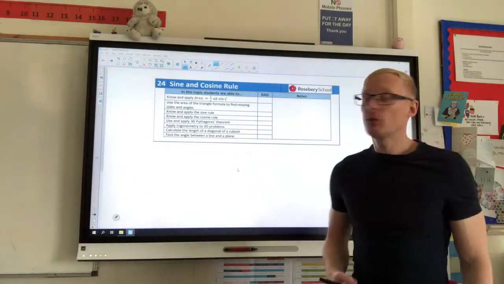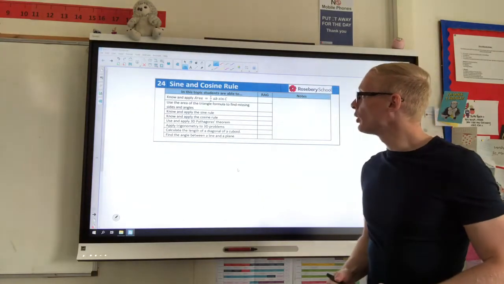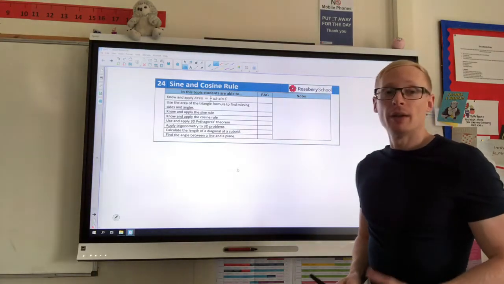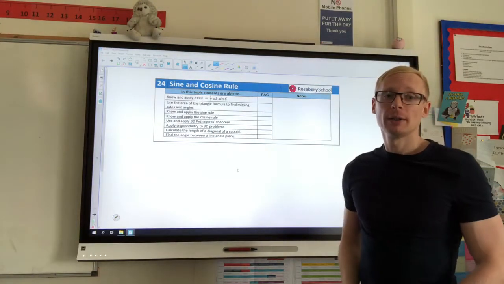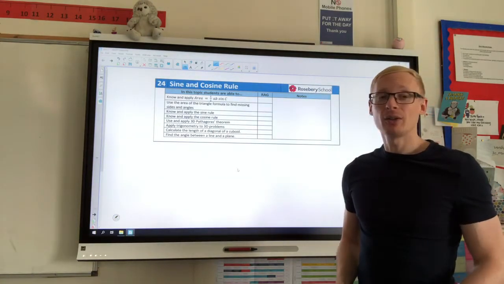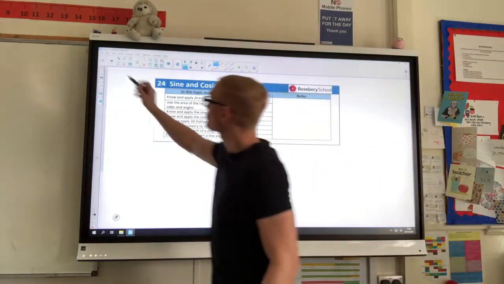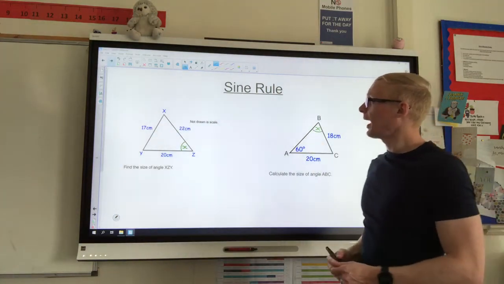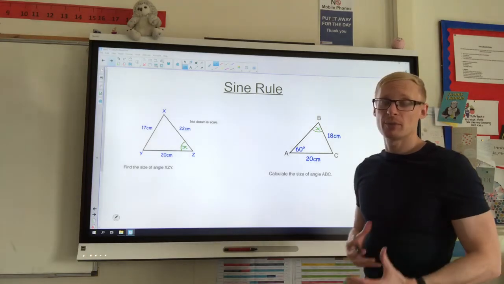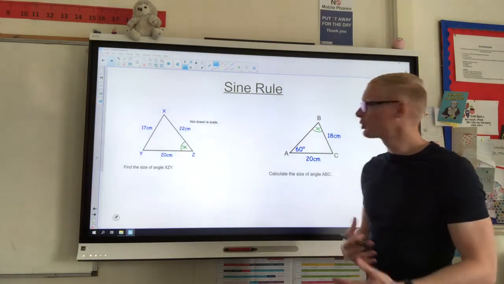Okay, welcome to lesson 4 of topic 24, the sine and the cosine rule. Last lesson we looked at knowing and applying the sine rule, we looked at finding a side. Today we're going to look at finding an angle using the sine rule. So, title of the sine rule, and I just wanted to remind you of the difference between when we use the sine rule and when we use the cosine rule.